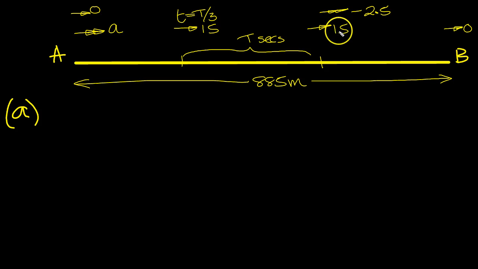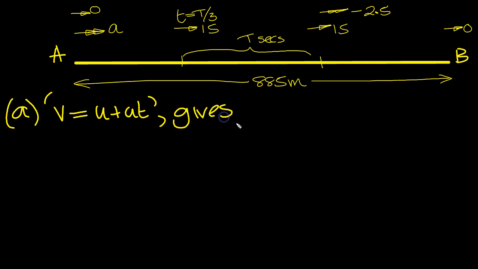Well, we've got an initial speed of 15, a final speed of 0, and a deceleration of 2.5, or an acceleration of minus 2.5 meters per second squared. So if we use v equals u plus at, we should be able to find the time, shouldn't we? So the final velocity is 0, the initial velocity is 15, and the acceleration is minus 2.5 times the time, which we don't know.